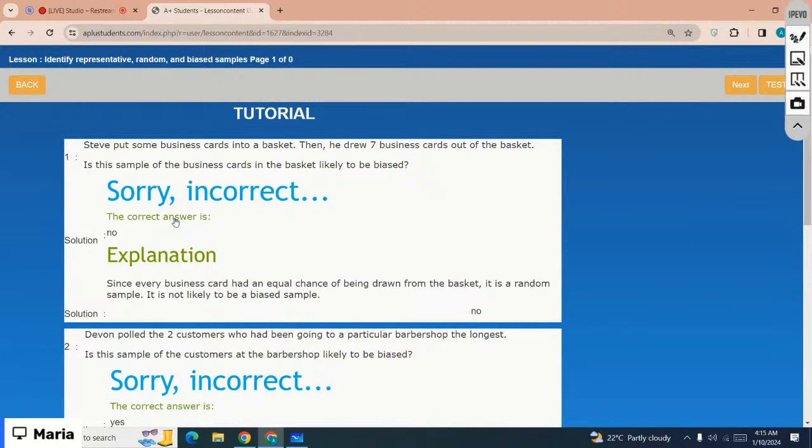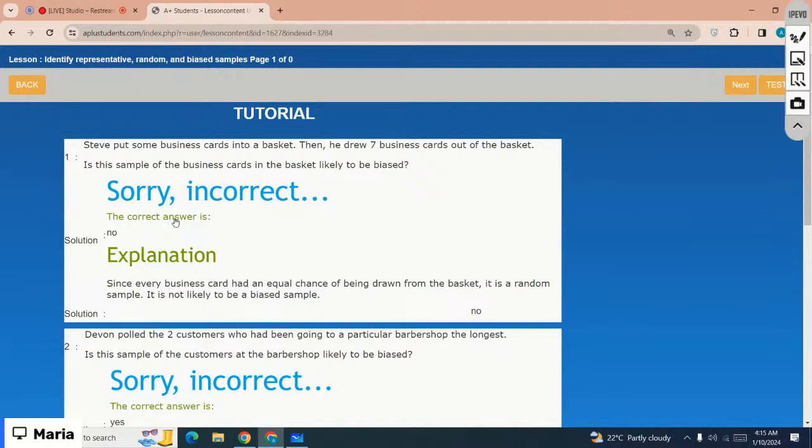So first he put some cards in the basket. Then he drew 7 cards. This is a random sample, right? Because when you draw the business cards like this, there can be any chance, like you can select any card, right? Every card has an equal chance to be selected. So that's why this is a random sample, not a biased sample. The correct option is random samples, right?